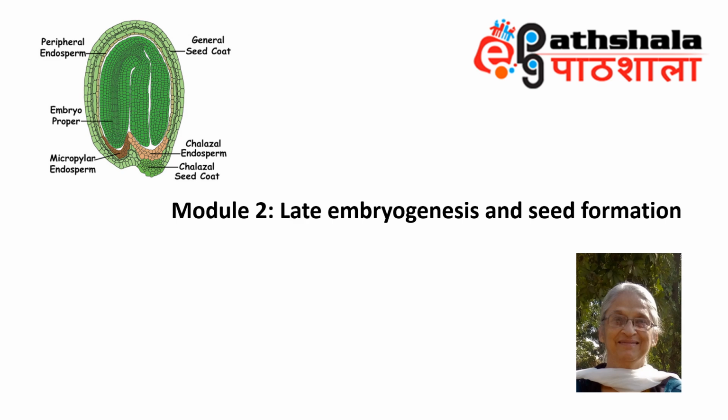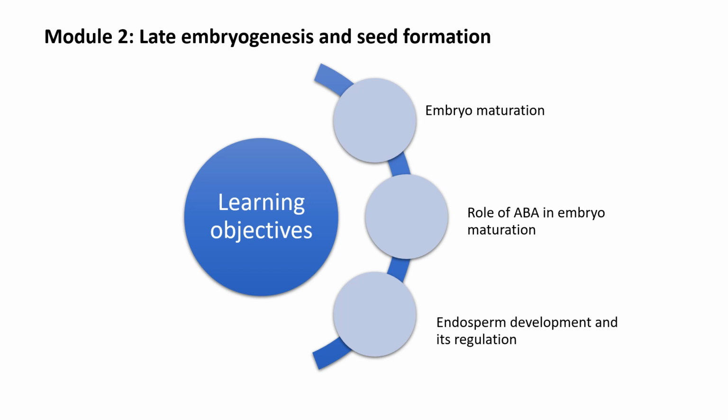the seed. The plant hormone abscisic acid plays an important role during the maturation phase of the embryo. The learning objectives in this module are understanding the processes that take place during embryo maturation, the role played by the hormone abscisic acid in these processes, and the development of the endosperm and its regulation during seed formation.